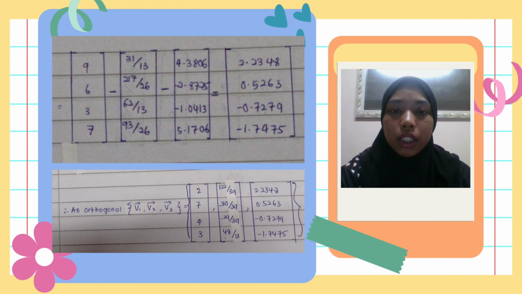And lastly, for V3 it is 2.2348, 0.5263, negative 0.7279 and lastly negative 1.7475.